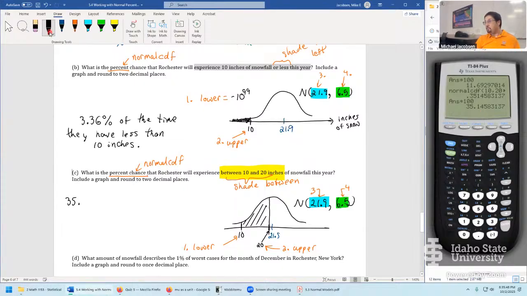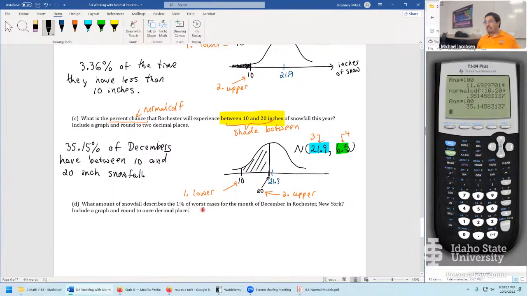So 35.15% of Decembers have between 10 and 20 inches of snowfall. So we got it, folks. That's the end of that one.